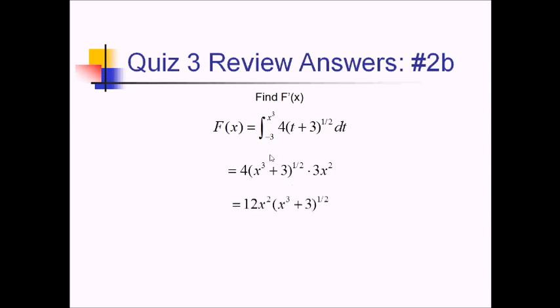Now note that this lower limit of integration, it doesn't really matter what constant this is, and you could see that if you actually took the integral evaluation of this stuff and then took the derivative, this -3 would just give you a bunch of constants that got zeroed out.